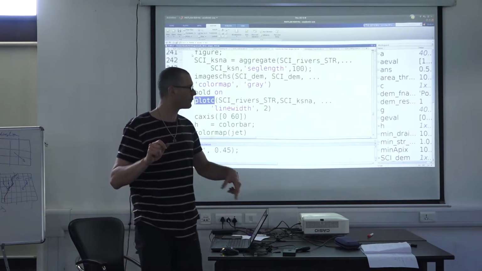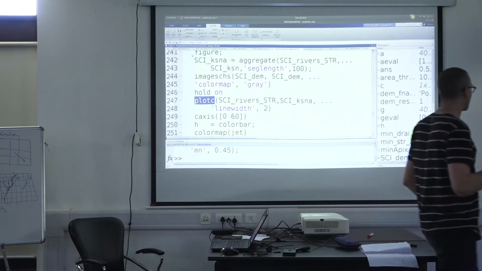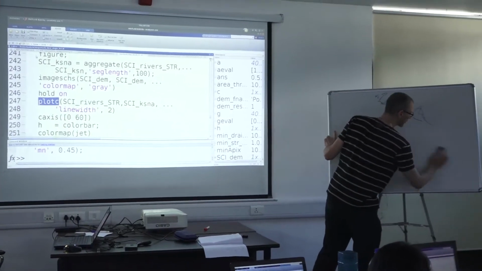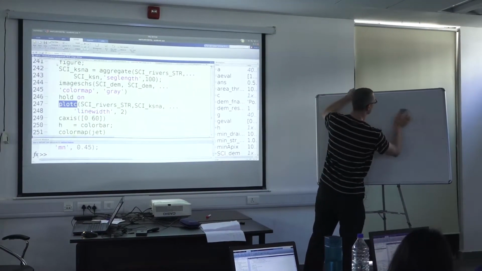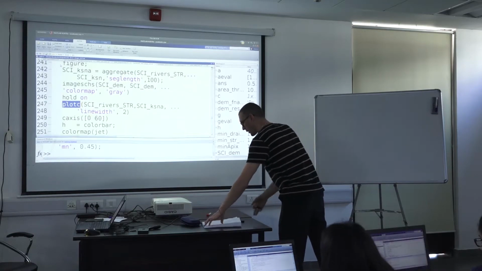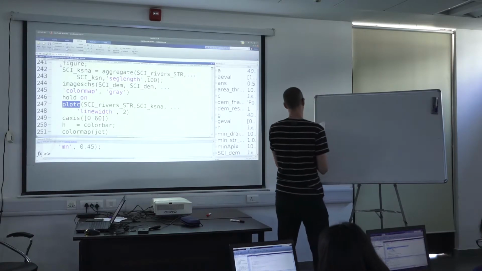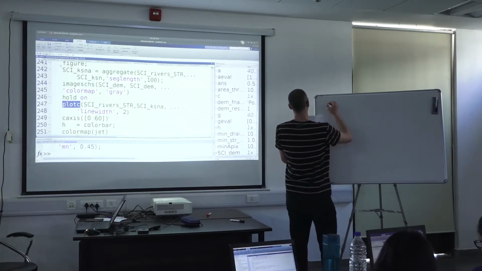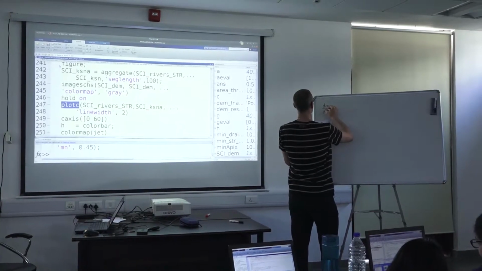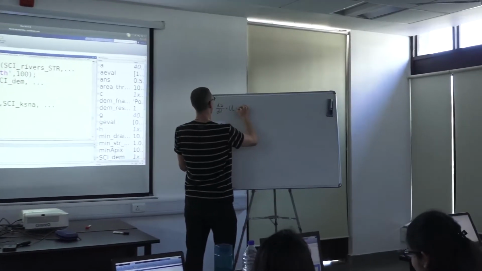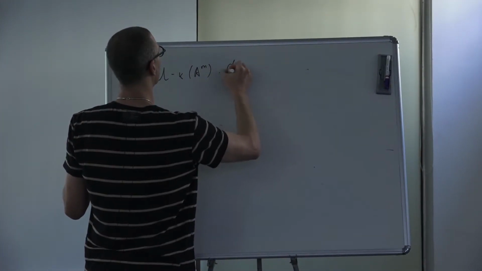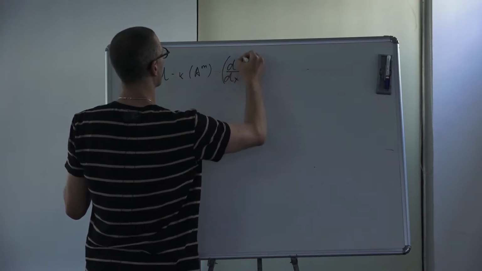Okay, so I would like to take it a step further, and the channel steepness is one way to identify what a channel looks like. Let's go back to that original equation that we have had. The original equation was dz/dt equals the uplift rate minus k times A to the power of m times (dz/dx) to the power of n, right?